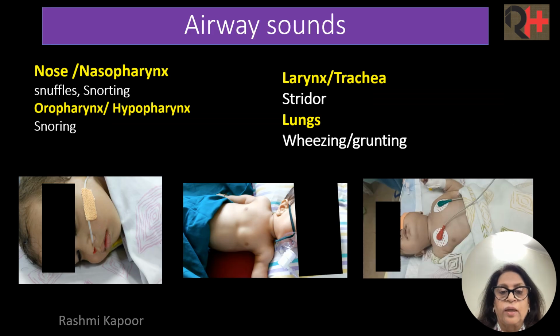The airway sounds which arise from the nose and nasopharynx are snuffles and snorting. From the oropharynx or hypopharynx, it is snoring. From the larynx and trachea, the sound produced is stridor, and the sounds produced from the airways and lungs are wheezing and grunting.